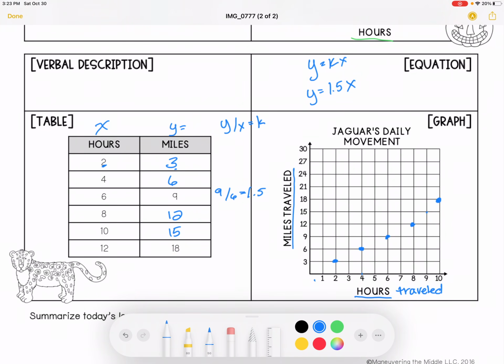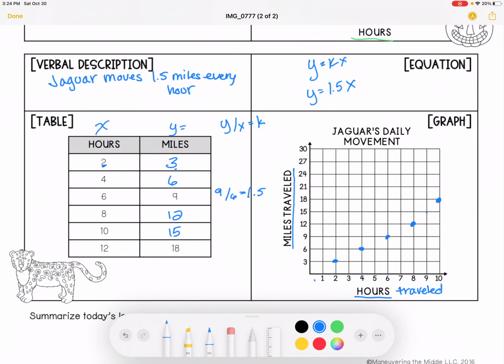All right. Now we can put in a verbal description. Okay, we know that the Jaguar moves 1.5 miles every hour. Doesn't have to be fancy or difficult.